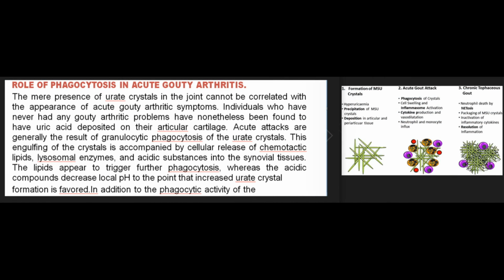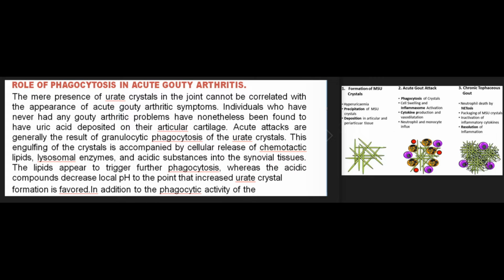Role of phagocytosis in acute gouty arthritis. The mere presence of urate crystals in the joint cannot be correlated with the appearance of acute gouty arthritic symptoms. Individuals who have never had any gouty arthritic problems have nonetheless been found to have uric acid deposited on their articular cartilage. Acute attacks are generally the result of granulocytic phagocytosis of the urate crystals.